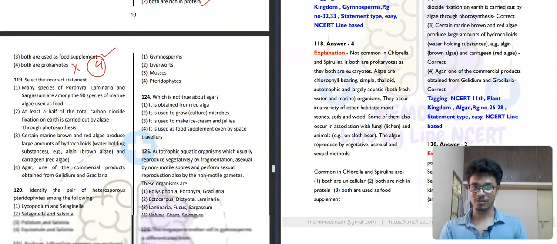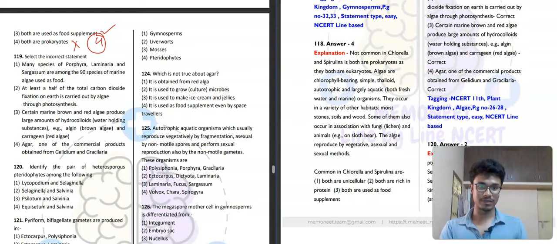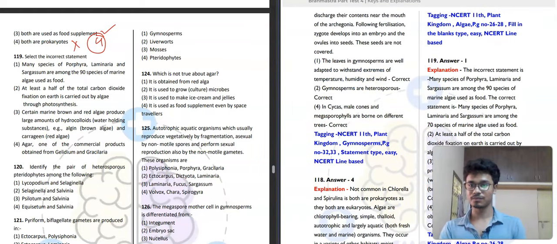Now moving towards the next question, question number 119. Let's see what it says. Okay, it is also a statement. So in this chapter, most of the questions coming in recent years are statement based, and these are from the NCERT lines. So you need to look at it. Select the incorrect statement. Many species of Porphyra, Laminaria and Sargassum among the 90 species of marine algae are used as food. Just see, there is one twist in this sentence. The correct one should be 70 species of marine algae used as food. If you can't pick this, you haven't read the NCERT properly. So this is the incorrect statement.